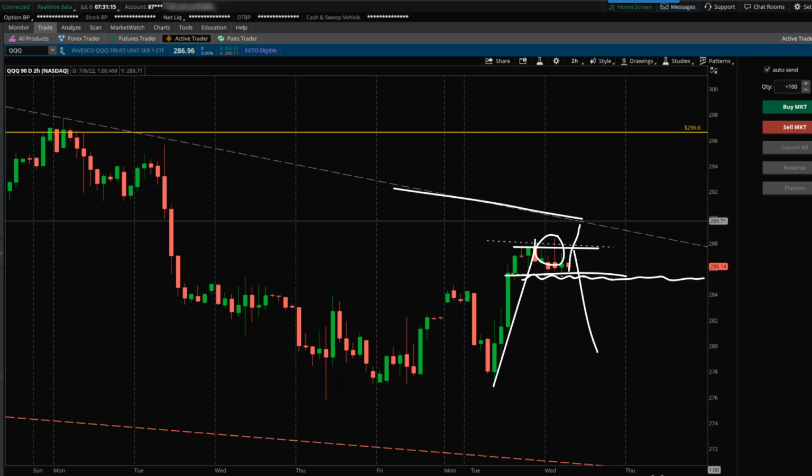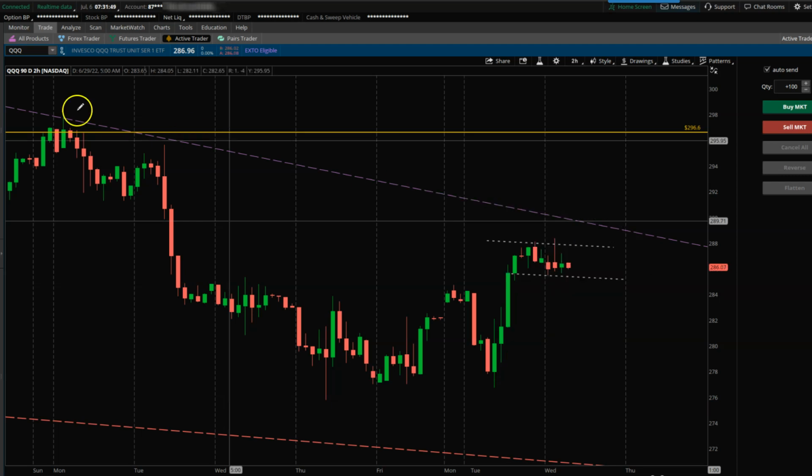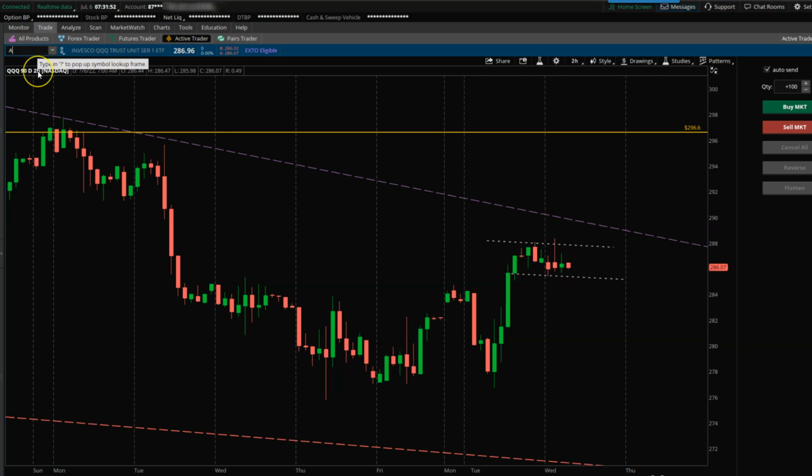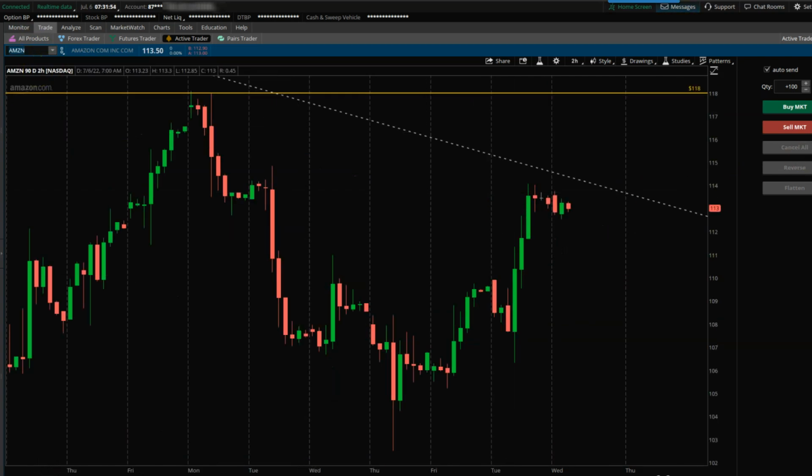But there's your downtrend line. That can be the initial target on any upside move from here. Okay. Amazon, let's take a quick look at that as well.